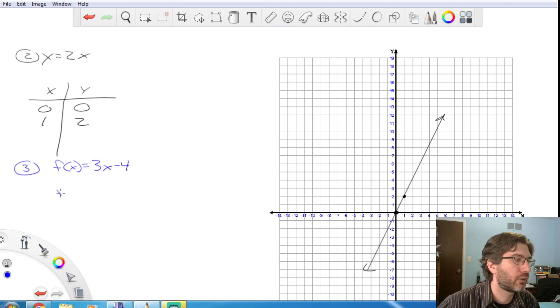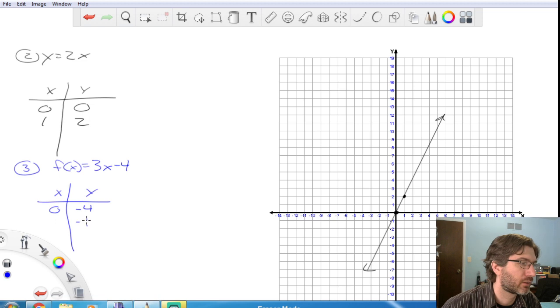In that case, again, xy table. Pick some values. Again, 0 and 1 are probably the easiest. 0 times 3 is 0. 0 minus 4 is negative 4. 1 times 3 is 3. 3 minus 4 gives you negative 1. So there's those values. If you don't like the negative numbers, pick bigger numbers.